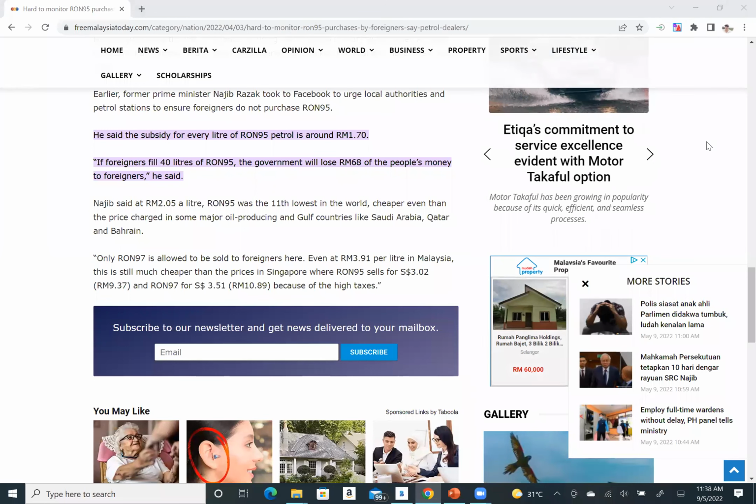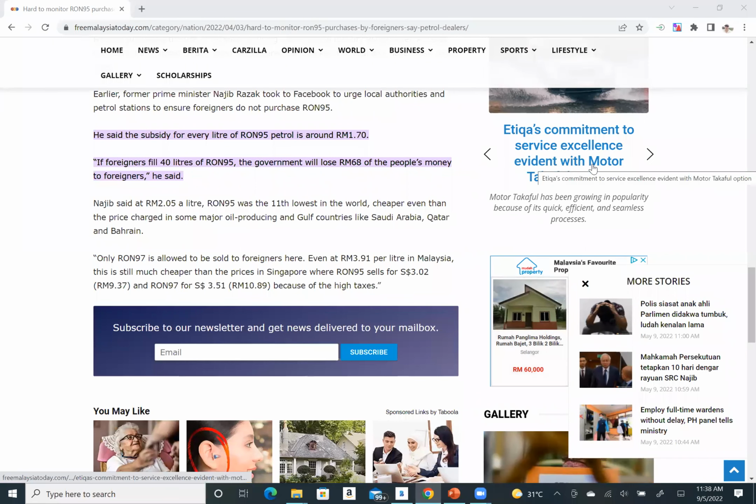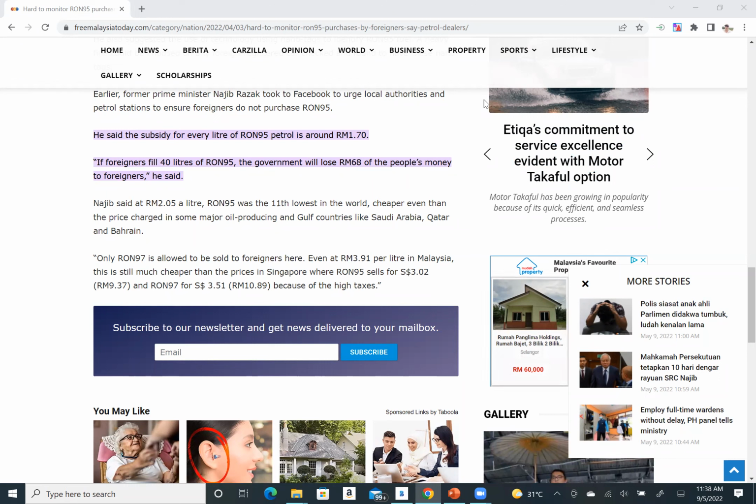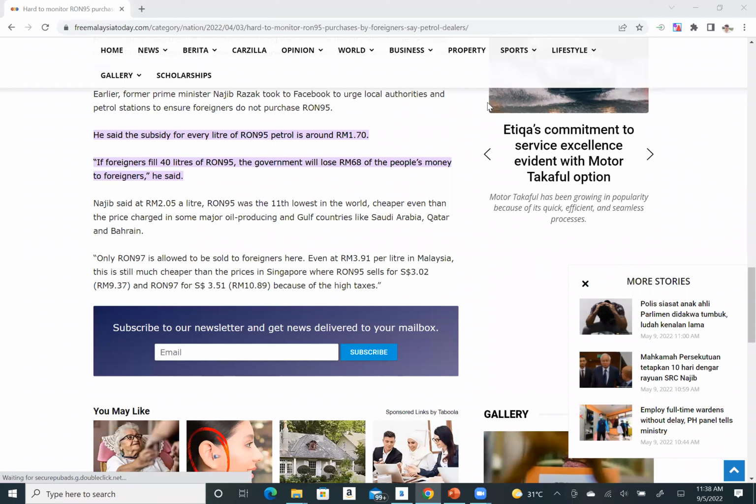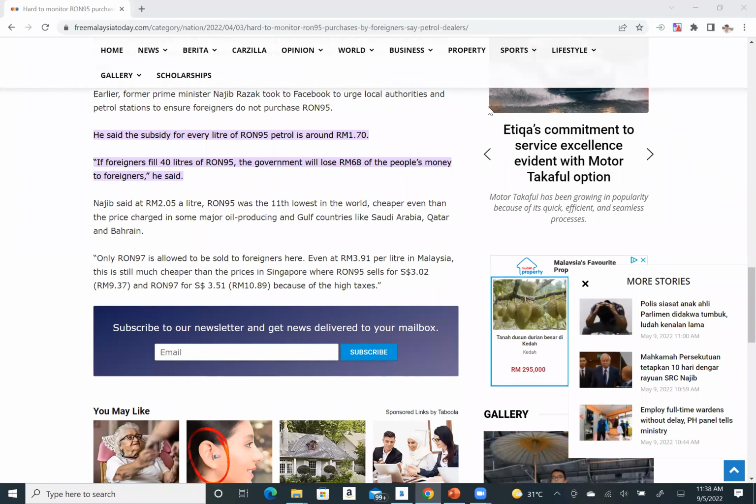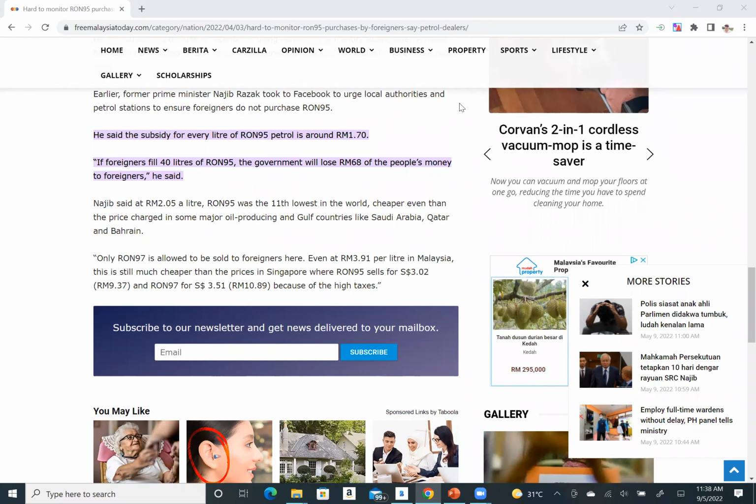Who pays for the subsidy? We pay. The taxpayers pay. Eventually, the taxpayers will pay, not the government. The government just takes out the money and spends it, but we are paying it. Regardless of what type of subsidy, the cost will be covered by the taxpayers.